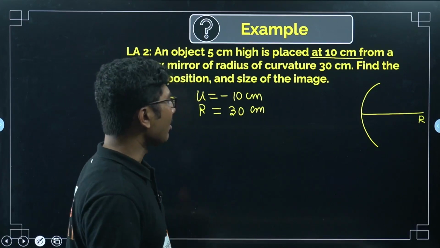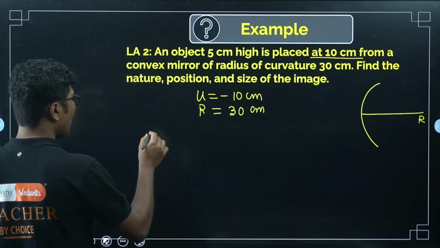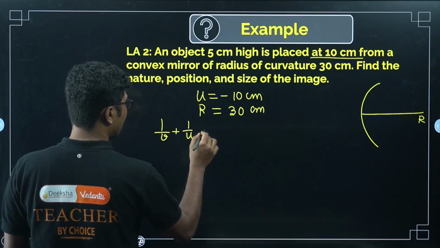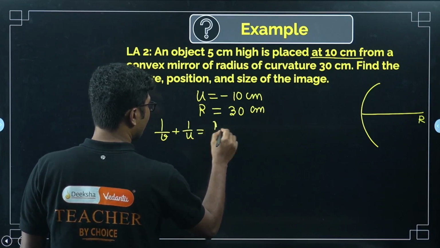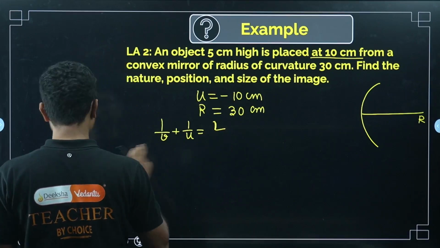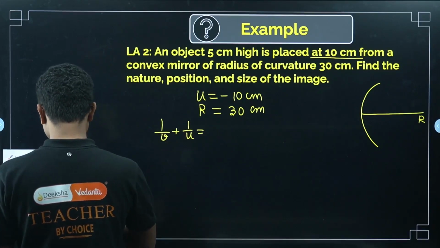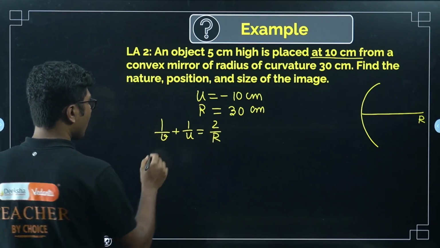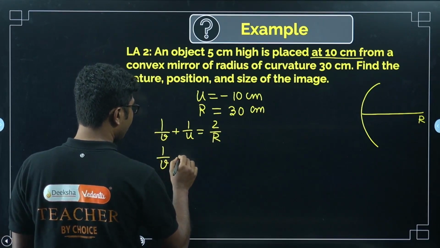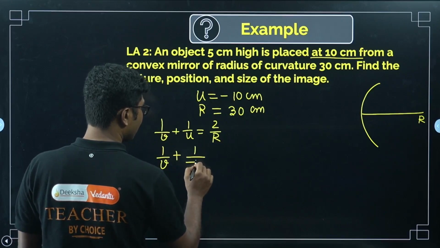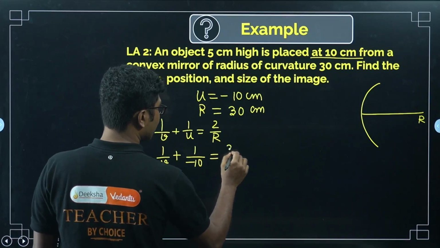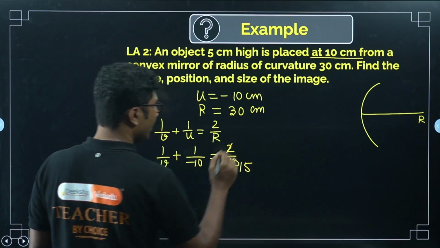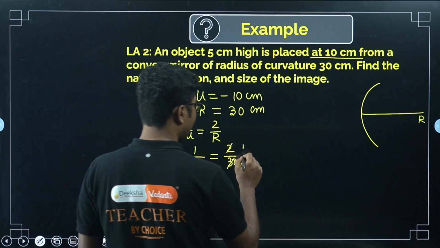Which is 15 centimeter, or you can simply use the formula 1 by V plus 1 by U equals 2 by R. You can directly use that, or you can divide by 2 and use 1 by F. Whatever you like, both are okay. Now we do not know V, we are trying to find V. U is minus 1 by 10 and it is 2 by 30. If you see, it will automatically reduce to 1 by F. It does not matter, right?